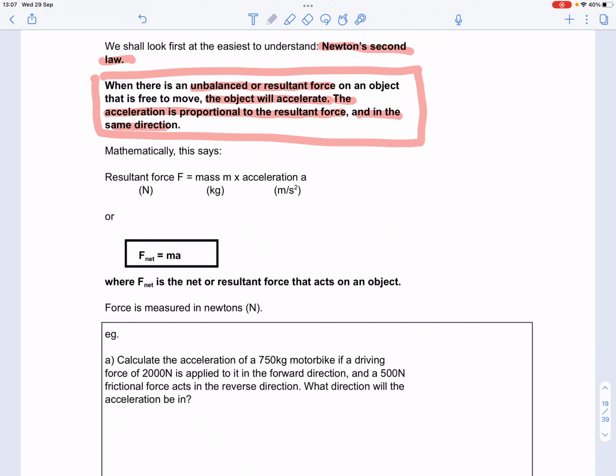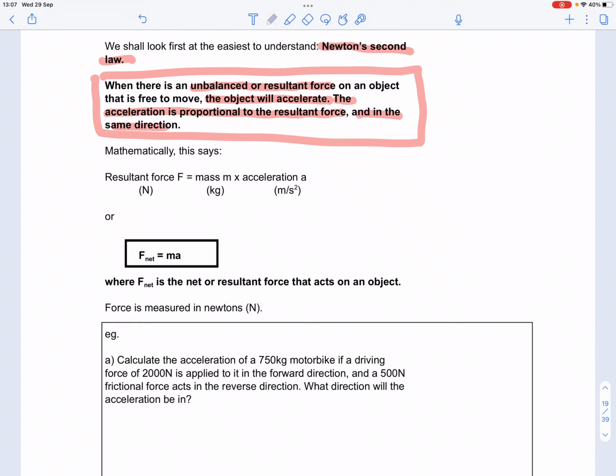That little symbol in the middle there that looks like an alpha means proportional, which means if you double the force, this will lead to a doubling of the acceleration. That's what it means that the two quantities are proportional. They go up in the same proportion.